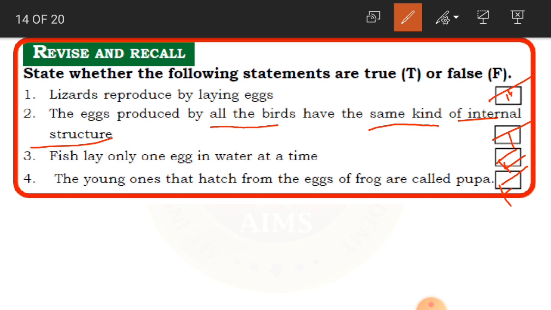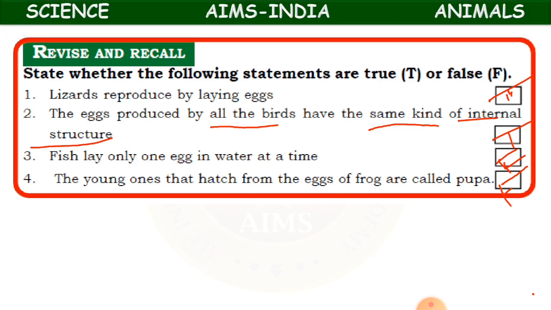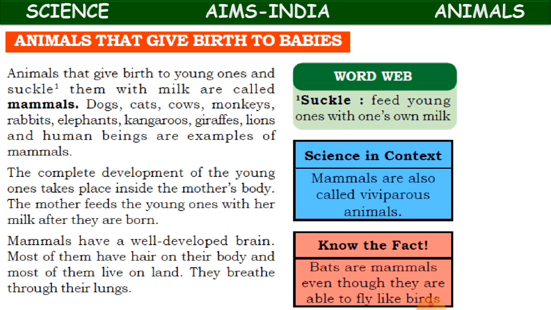Clear, children? I hope you have understood about birds, insects and all. Now we'll see about the remaining animals here: animals that give birth to babies. Until now what we have learnt is about animals which lay eggs and produce the young ones. Here, we have already said that some animals directly give birth to babies. How do they give birth? We are going to learn now.